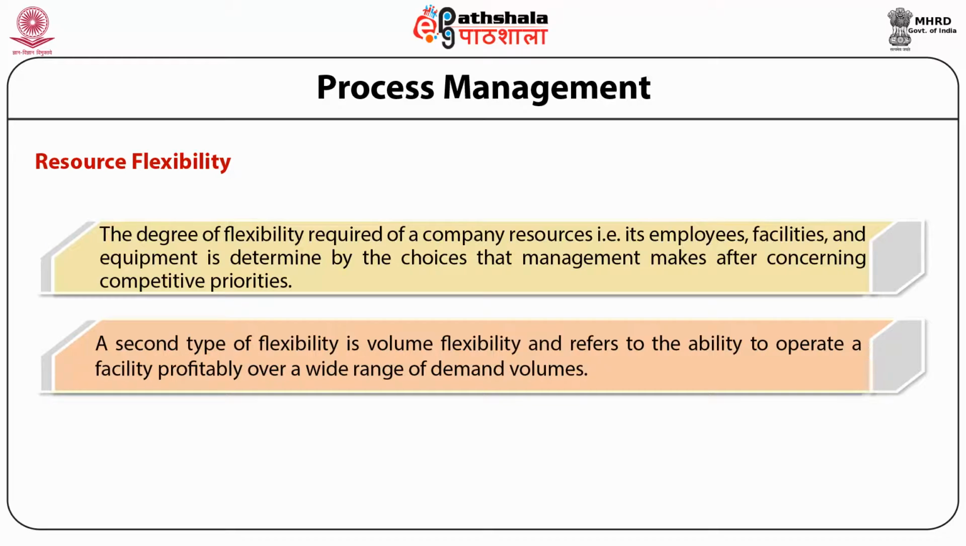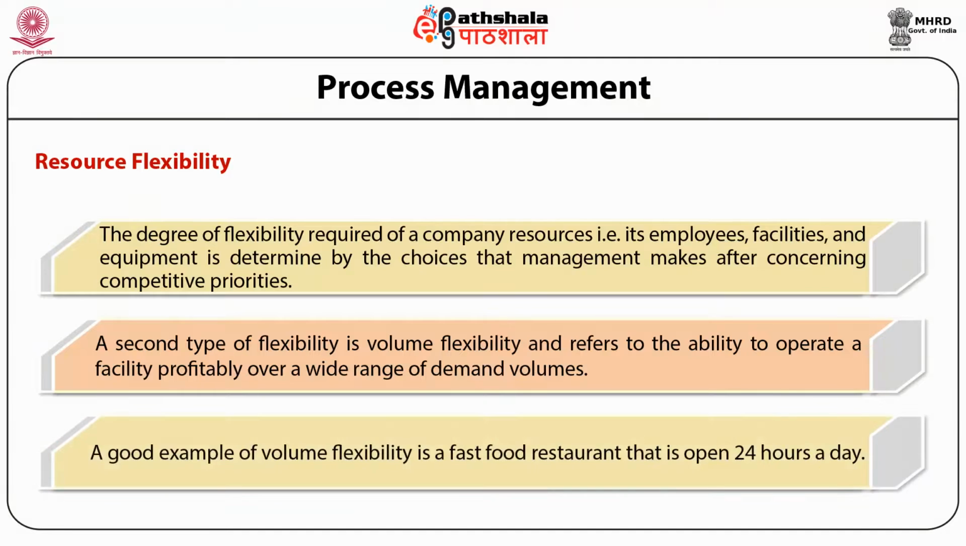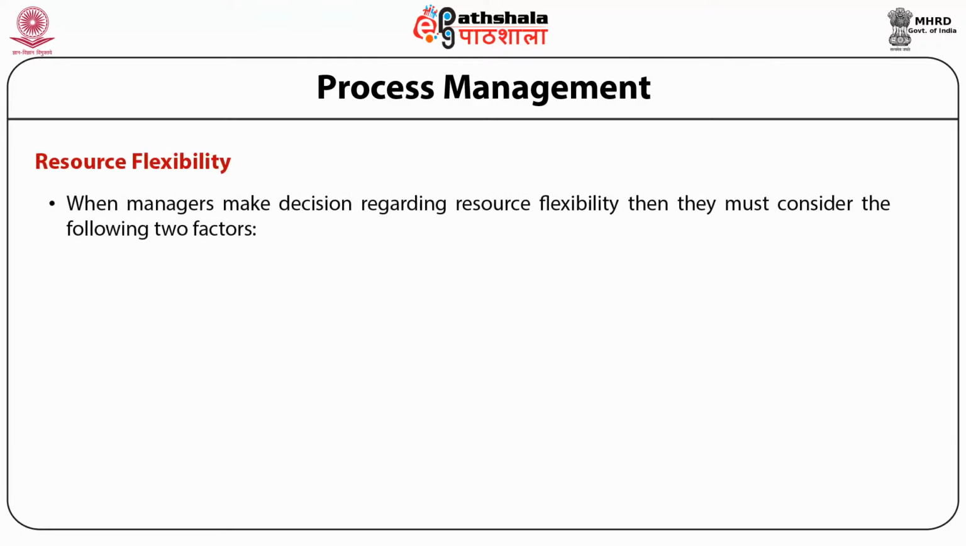The second type of flexibility is volume flexibility, and refers to the ability to operate a facility profitably over a wide range of demand volumes. A good example of volume flexibility is a fast food restaurant that is open 24 hours a day. When managers make decisions regarding resource flexibility, they must consider the following two factors. First, workforce, and second, equipment.